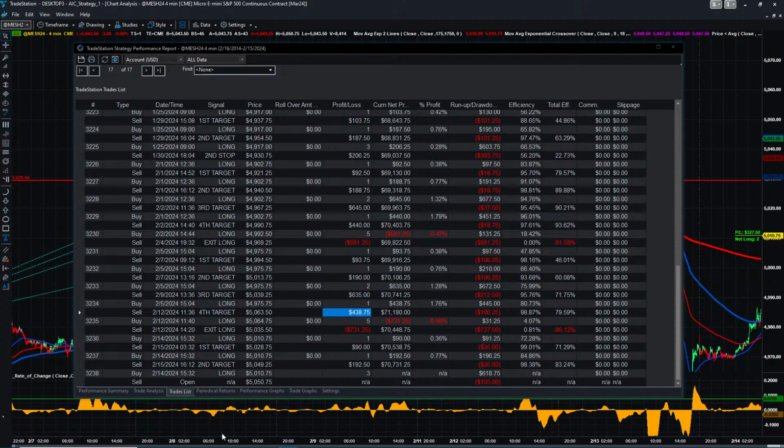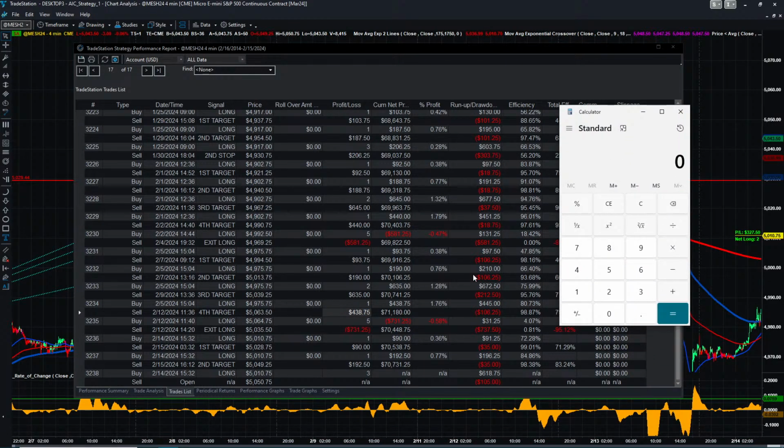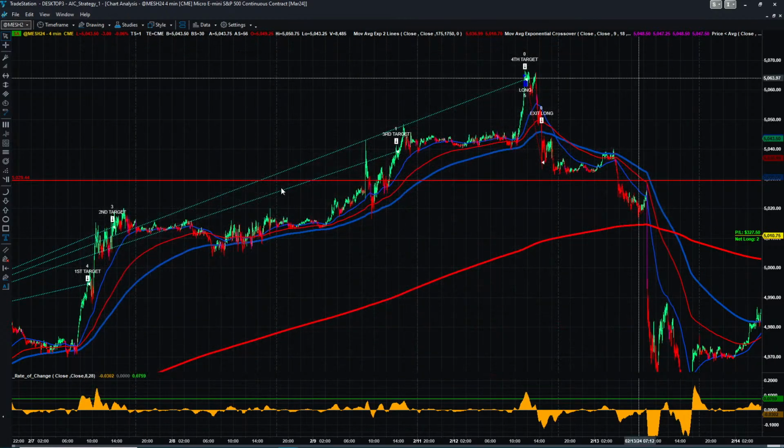438. So let's make some numbers, see how much we made in the whole trade with 5 mini contracts. We made 93.75 plus 190 plus 635 plus 438 times 100. There it is. Equals $13,575. So $13,575 in one trade. Let's see how long it took to make that trade.